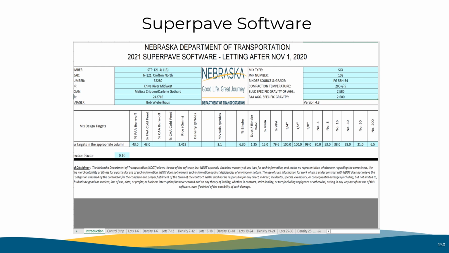One last area I want to cover is the SuperPave test reporting software. This is the first page, the introduction sheet that contains the project and the mix information. Each of these workbooks may have many pages, as you can see at the bottom under the spreadsheet tabs highlighted in red. The SuperPave software is used by the contractor to enter all lab test data. All of the project test results can be found in this one file, including the density testing.